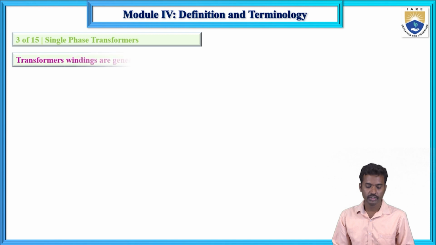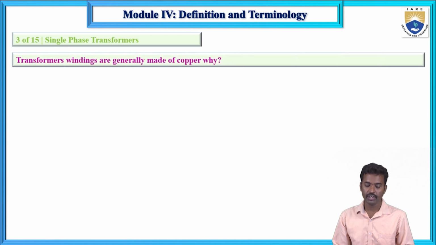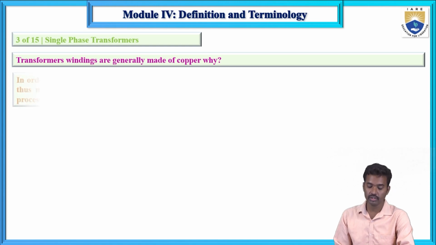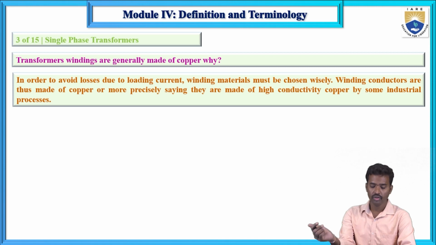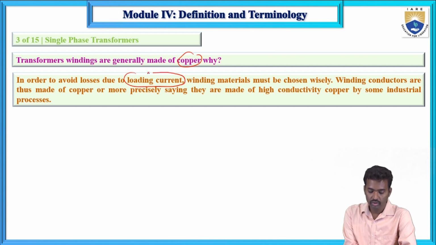Third question. Transformer windings are generally made up of copper. Why? Copper is the best conductor, and because of that reason transformer windings are made up of copper. In order to avoid the losses due to loading current, winding materials must be chosen wisely.